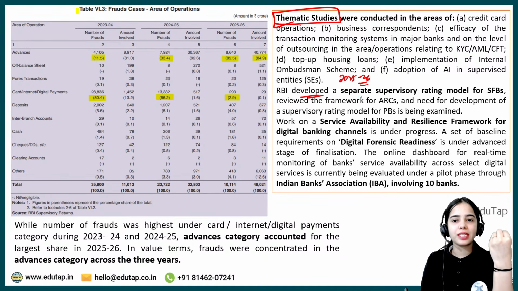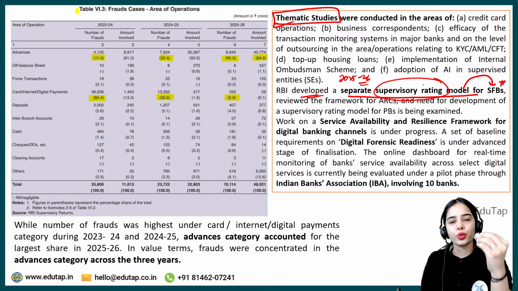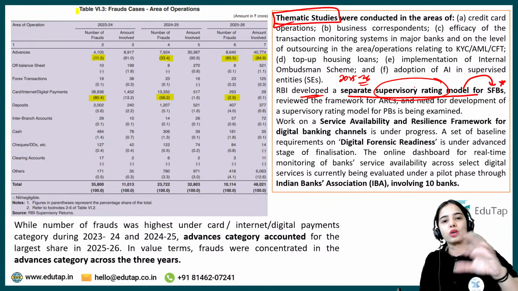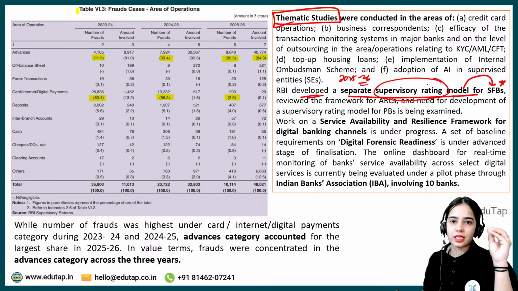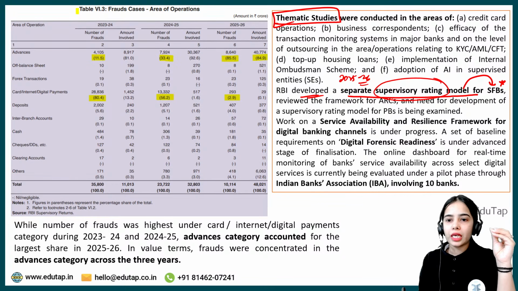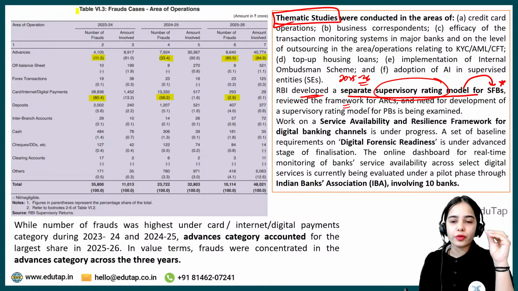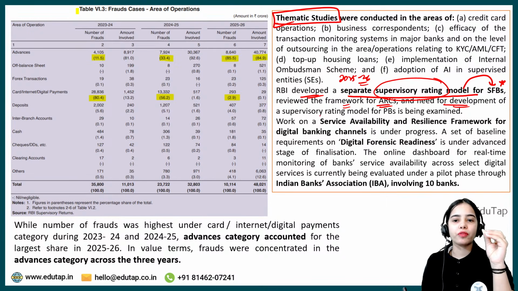RBI has developed a separate supervisory rating model for the small finance banks. Okay, supervisory rating models basically show the rating of the small finance bank on the basis of the risk perceived, on the basis of how risky the small finance bank is. As well, the framework for the supervisory rating is being reviewed for asset reconstruction companies, and it has been said that there is a need for development of a supervisory rating model for the payment banks also.